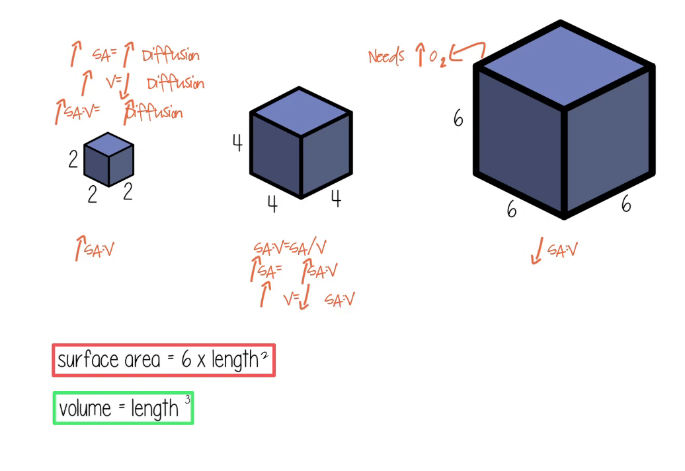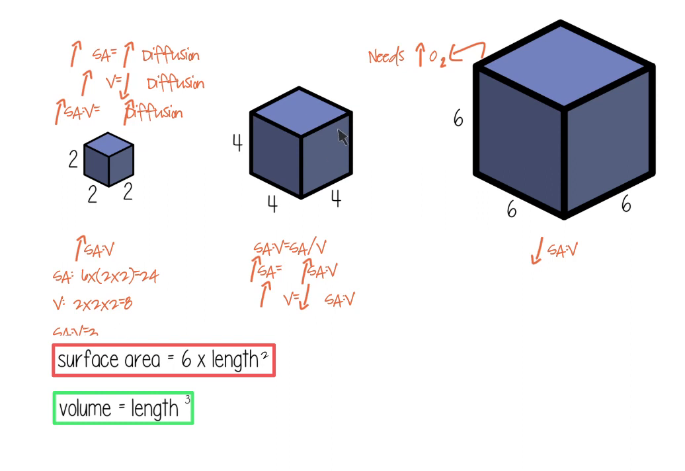Now, let's look at this practically with these cubes here. The surface area of the smallest one is 6 times the area of one side, which is 4. 2 by 2 is 4. So 6 by 4 gives us 24 centimeters. And the volume is 2 cubed, or 2 to the power of 3, which gives us 8. That gives us a ratio of 3.